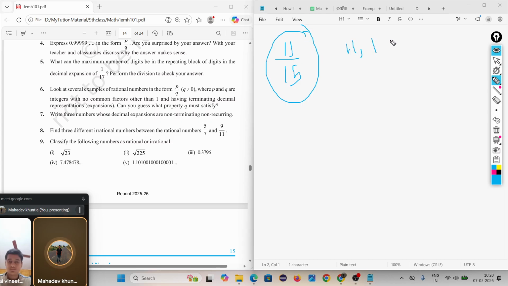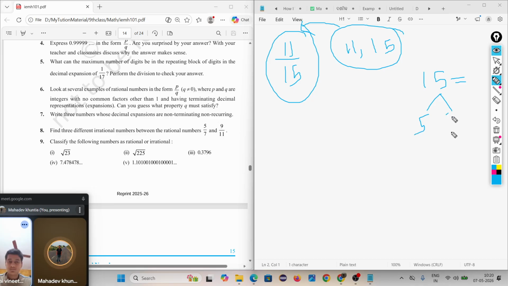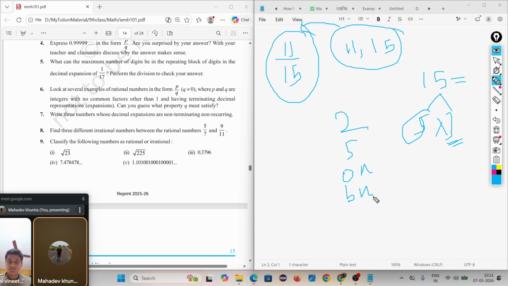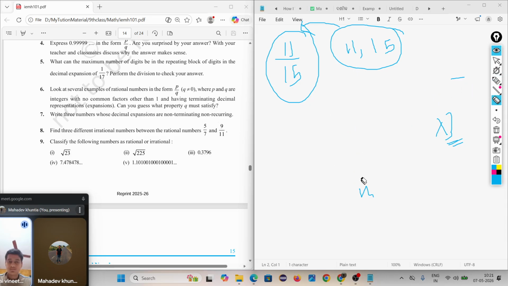11 and 15 are co-prime, na? Yes, sir. What are you thinking? Its decimal expansion will be? Terminating, sir. Okay. What are the factors of 15? 5 and 3. Here 5 is there, then why is 3 there? Only 2, only 5, or both? Irrespective of this, if you have anything else, that means you will get non-terminating, non-recurring decimal.